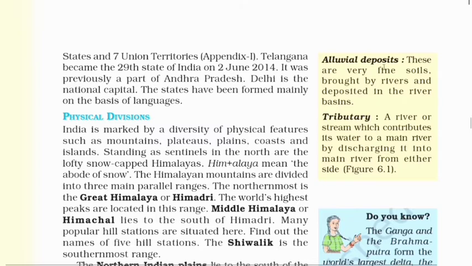Alluvial deposits. These are very fine soils brought by the rivers and deposited in the river basins. Tributary: a river or stream which contributes its water to the main river by discharging it into the main river from either side. A tributary is a smaller river or stream that contributes its water to a main river.